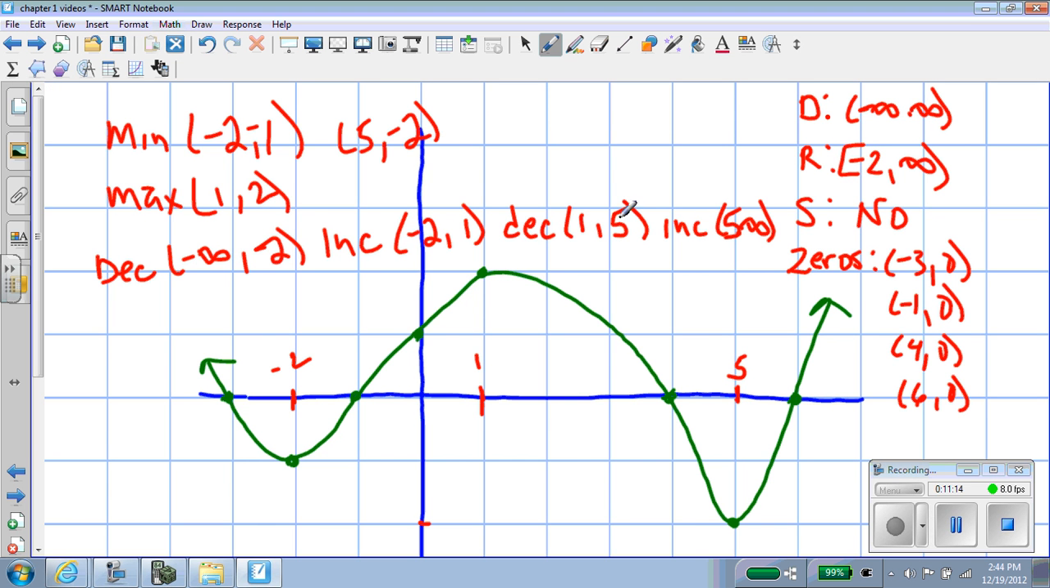These are always given with parentheses because at the crossover points, it's neither decreasing nor increasing, in case you were wondering why I wasn't using brackets on some of those.